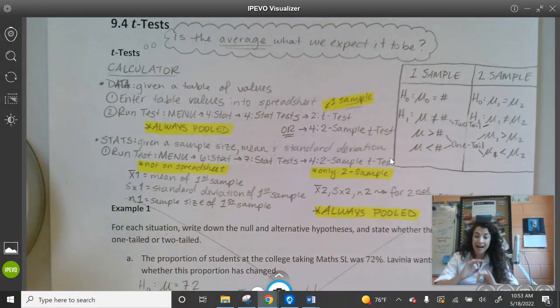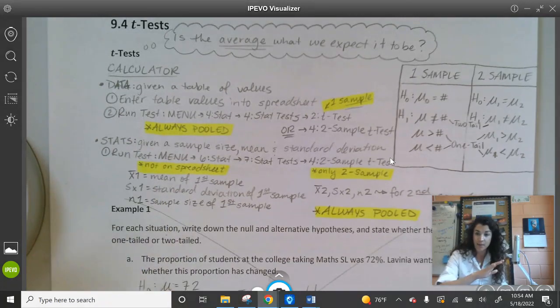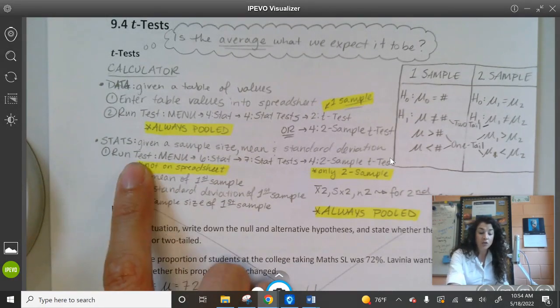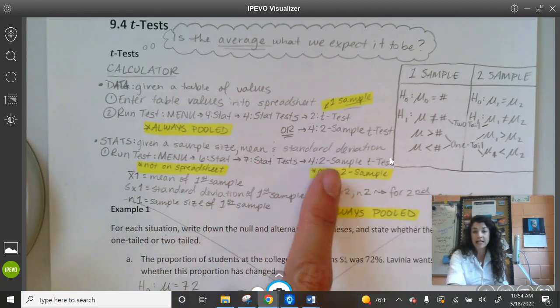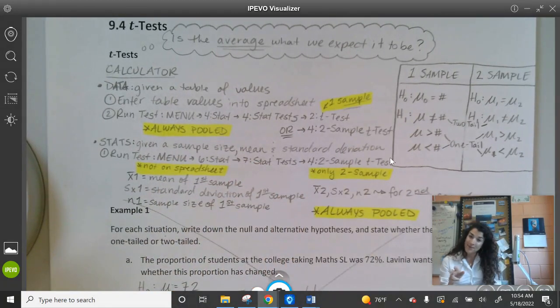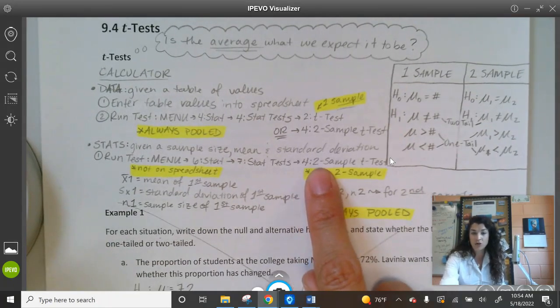Stats. Stats is not using the spreadsheet because you don't have to put in a list of data. So you don't have to make a spreadsheet at all. You just have to run the test on your normal calculator screen. So this is our second test that we run, not on a statistics list or on a spreadsheet list. You just go to a normal calculator if you're given the statistics, like example 5. You go find the tests, and we only do 2 sample with statistics. We will not be doing 1 sample with statistics.